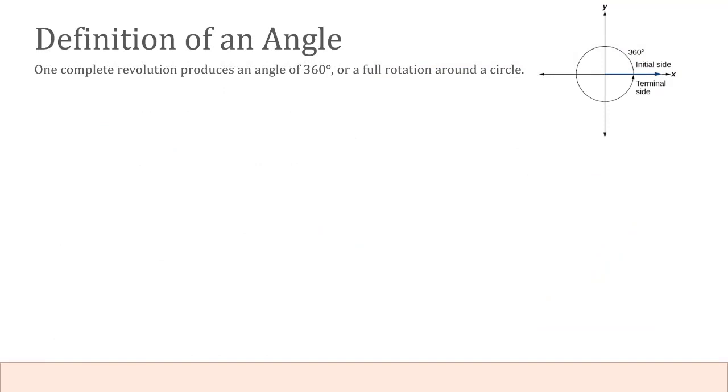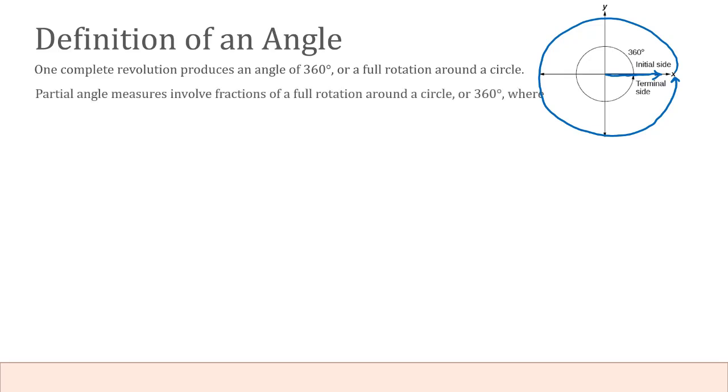So let's get a little bit more specific. One complete revolution produces an angle of 360 degrees, or a full rotation around a circle. So in the circle that we have here, that circle is placed on an XY axis, and it is beginning its initial side on that positive x-axis. It's opening up and it's going counterclockwise, which is what makes it a positive angle measure of 360 degrees. And it's going all the way around so that the terminal side and the initial side meet. That is a 360 degree complete rotation.